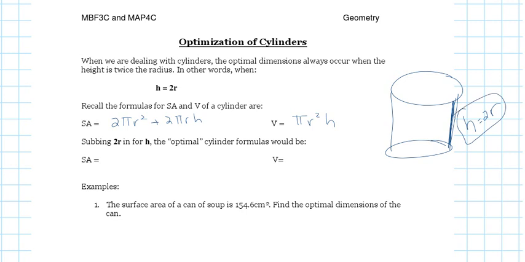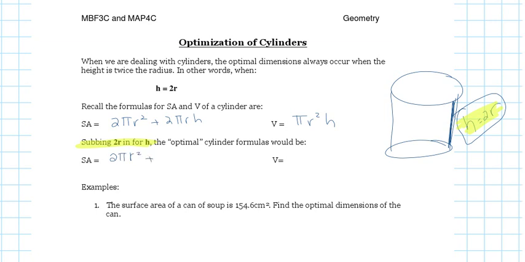Look here, eyes on me for a second. You're going to sub in 2r for h. Why are we subbing in 2r for h? Because h equal to 2r will give me the optimal option. So I'm going to replace h with 2r. So I have 2 pi r squared plus 2 pi r times 2r. You see right here, this h, I replaced it with 2r. Are we okay with that?